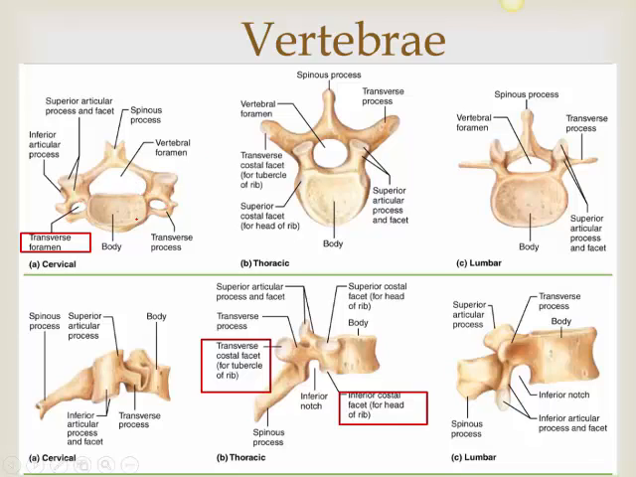So when you compare the three types of vertebrae, the cervical, the thoracic, and the lumbar, the cervical vertebrae are typically identified by the presence of an extra foramen. They all have this vertebral foramen, but they have an extra foramen in their transverse process. That extra foramen is called the transverse foramen, or foramen transversarium. Only cervical vertebrae will have this foramen transversarium.